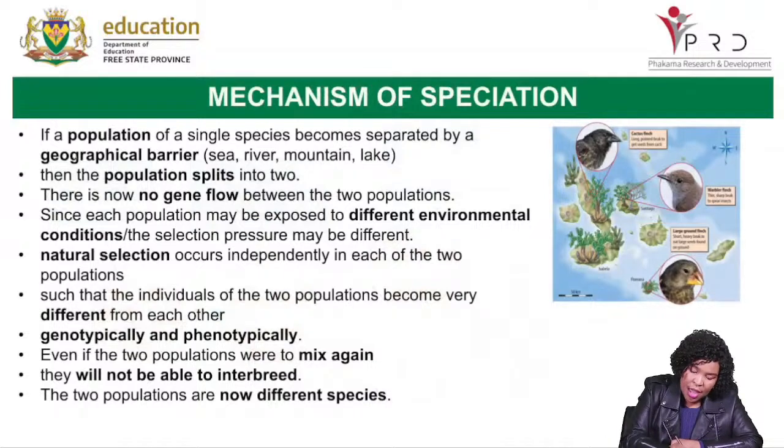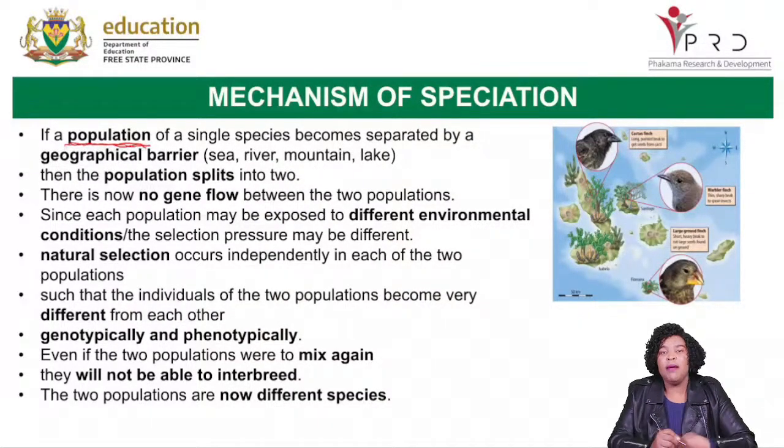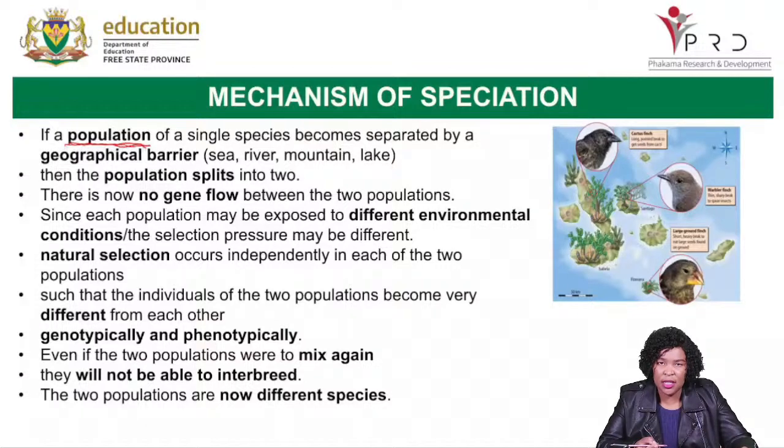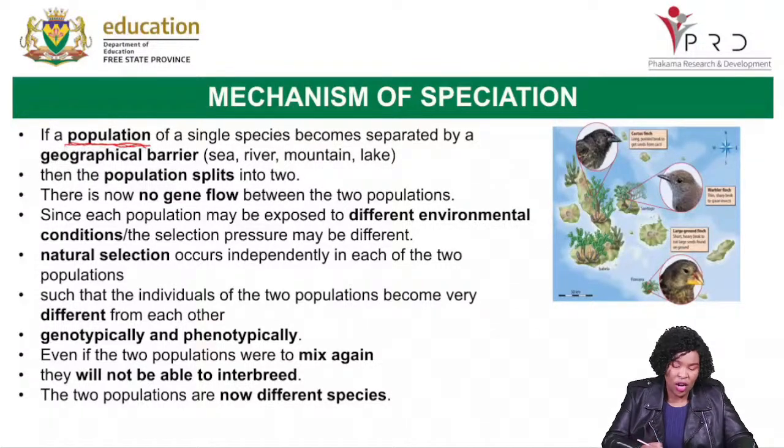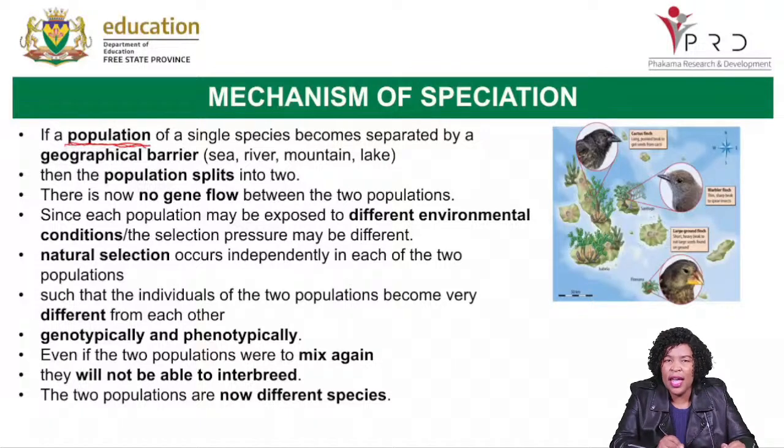Firstly, if a population of a single species becomes separated, I want you to take note of this. Everything starts with a population. Remember, you are explaining speciation. So we don't want you to say the species. There is nowhere at the top where you are expected to write species. So please make sure that you write population.